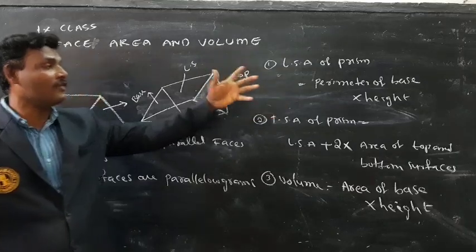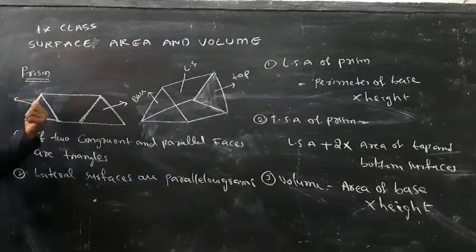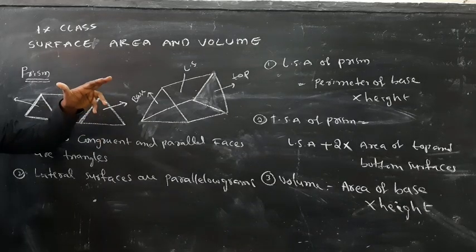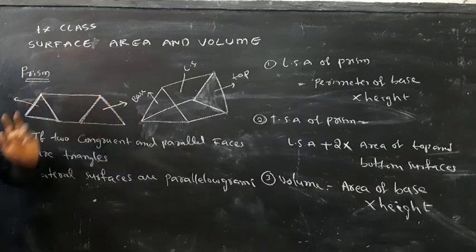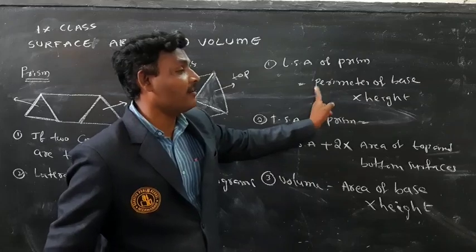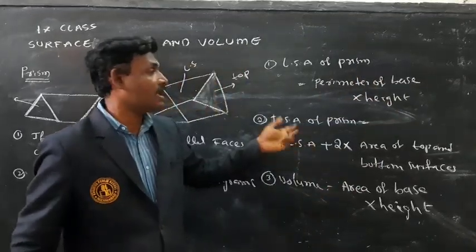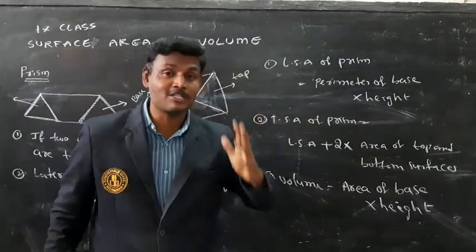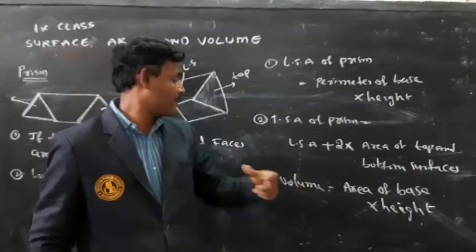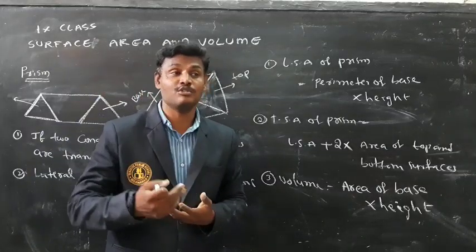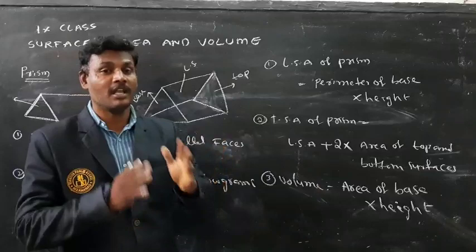So these are the information about prism. In a prism, base and top both are triangles, and the two are congruent triangles. And the lateral surfaces should be in the form of parallelogram. So, lateral surface area of the prism is perimeter of the base into height. Similarly, total surface area of the prism is lateral surface area plus 2 into area of base. Volume of prism is area of the base into height. So, this is the information about prism.